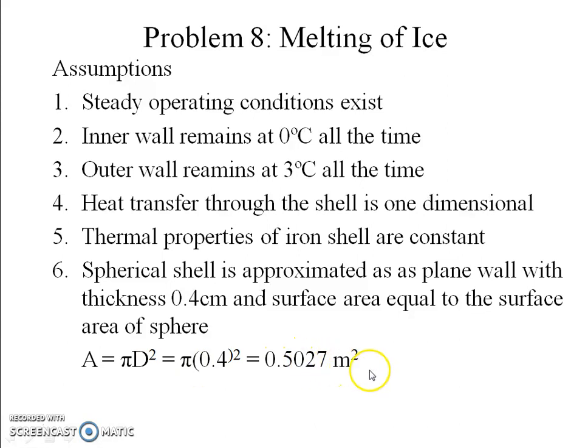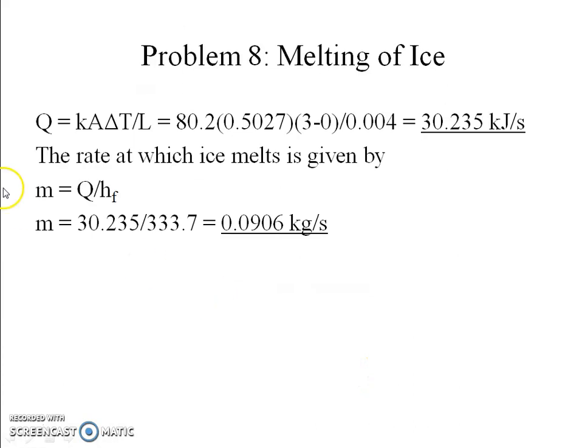0.5027 meter square. So we will use just this area and we will approximate this spherical shell as a plane wall of area 0.5027 meter square and a thickness of 0.4 centimeter. Now let's apply this well-known formula. You all have studied or might have studied heat transfer. So the heat flux Q by A is equal to K into delta T by L.